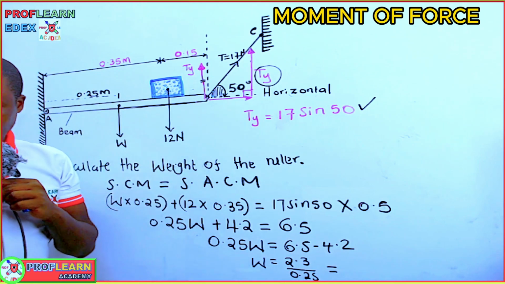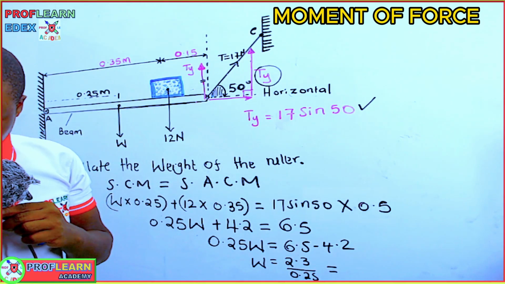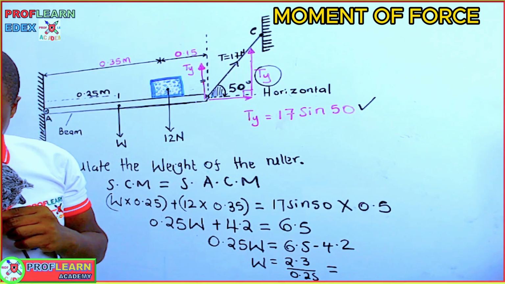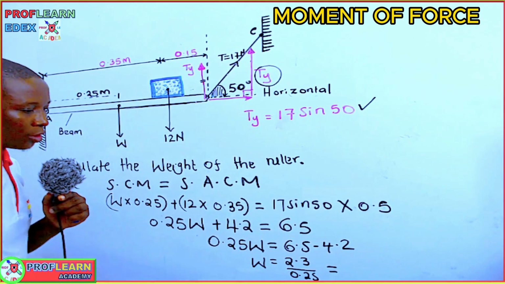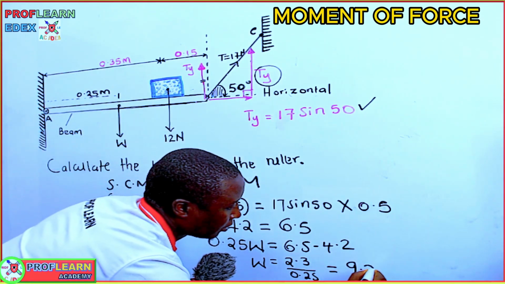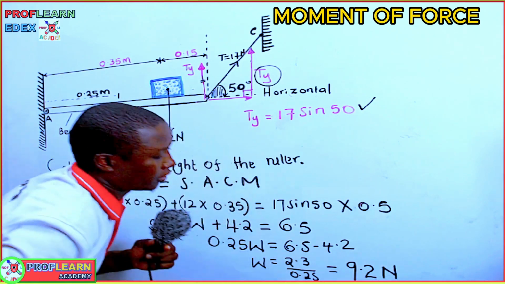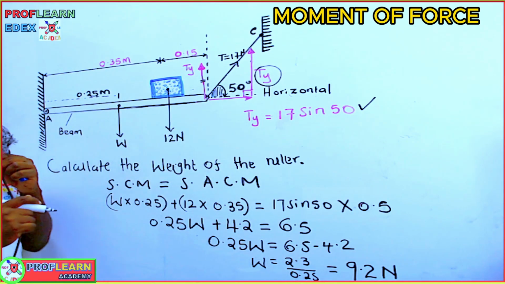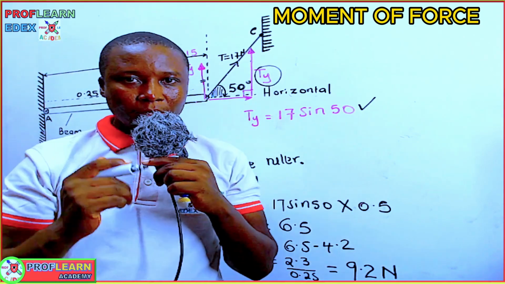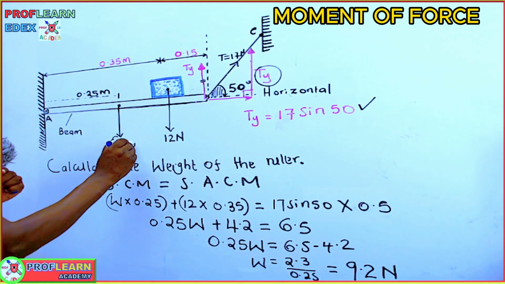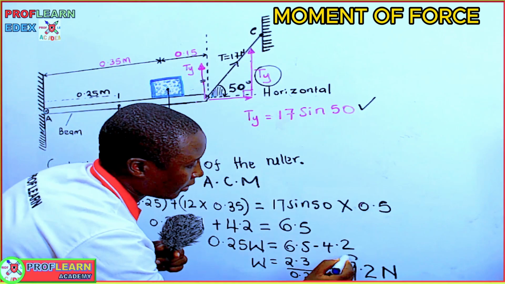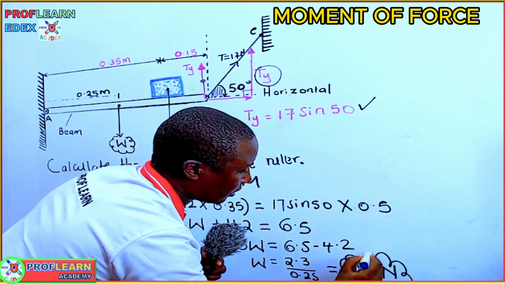If we work this out, we are going to get 9.2 newtons, because we are talking of the weight. The weight of this ruler is actually 9.2 newtons, the one that we have gotten at this given point.